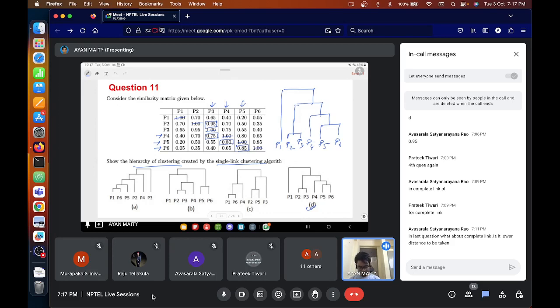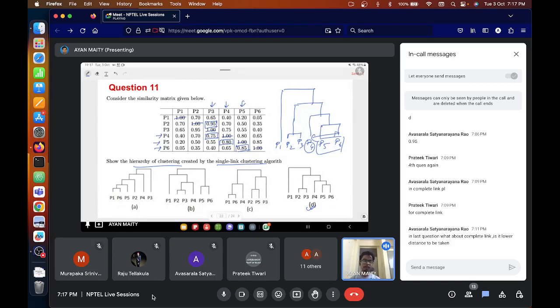Here we merged P4 with P5 and P6, because P4 is most similar with P5, so the distance or similarity we are using is between P4 and P5. But in case of complete link, I think we would use P4 and P6, because P4 and P6 are the two most dissimilar points in two different clusters. So the distance metric would change in that case.